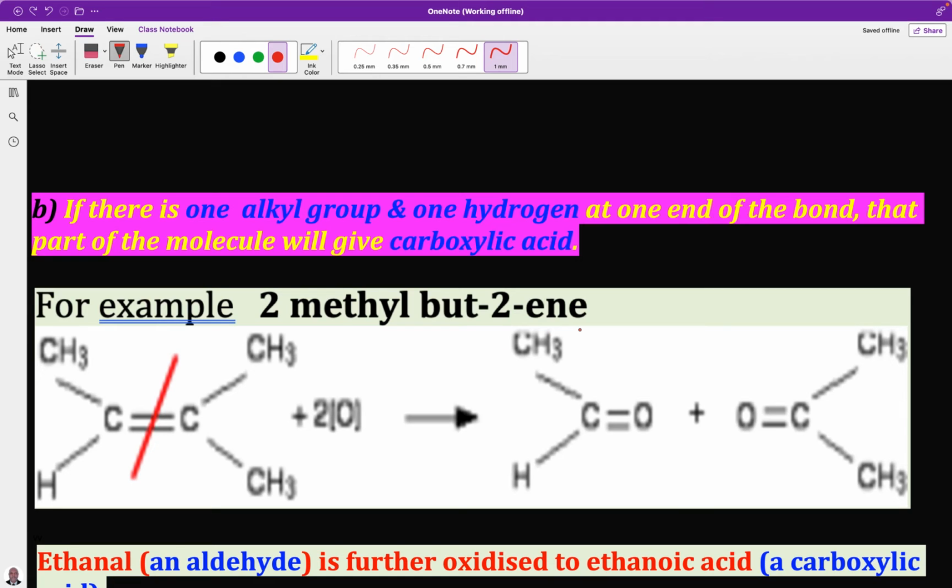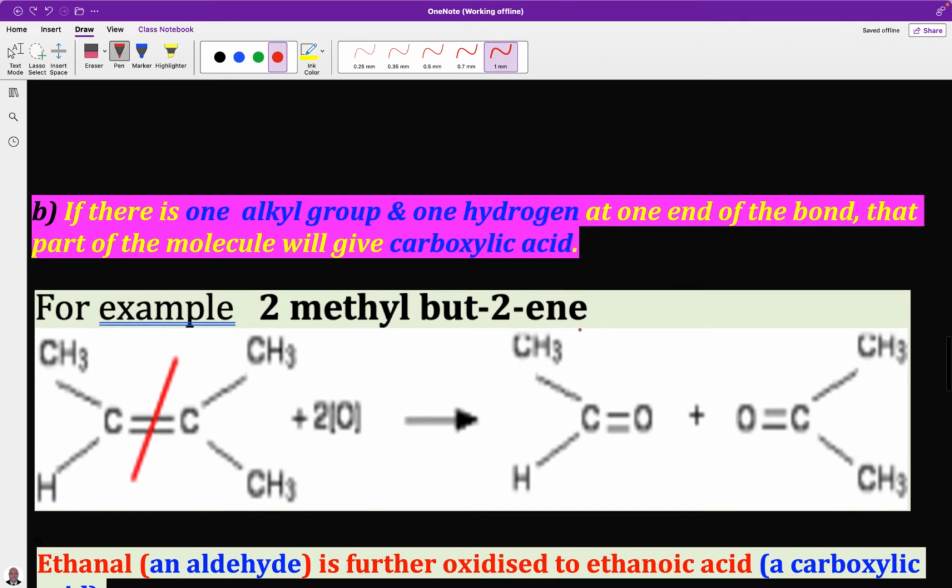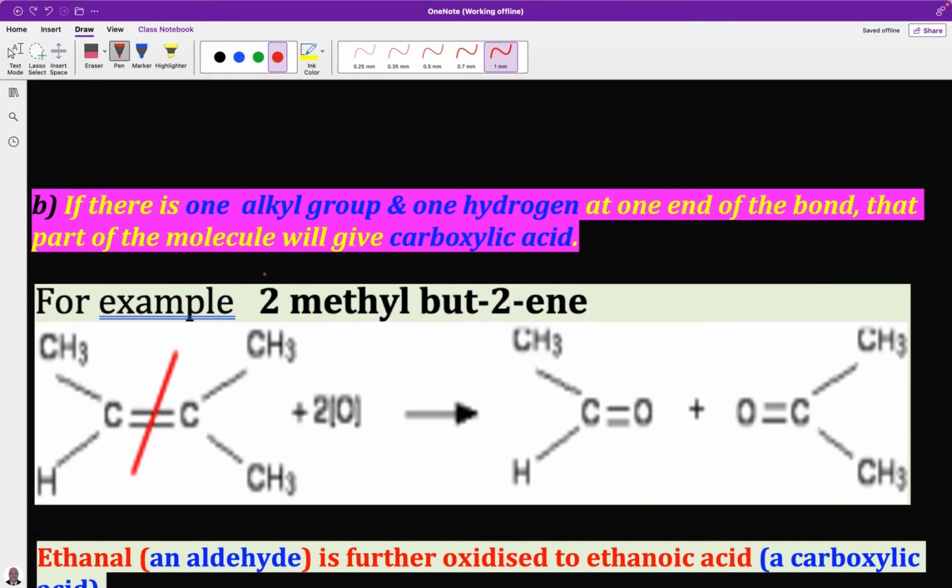Our example is 2-methylbutane. Why do I say so? When there is only one alkyl group, the one alkyl group here is what? It is the methyl group, and one hydrogen. Under the harsh condition, what happened?